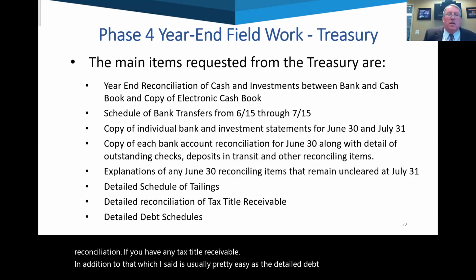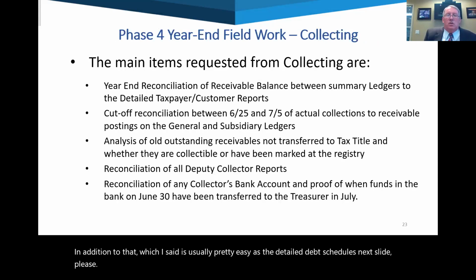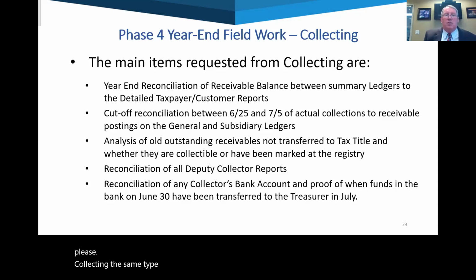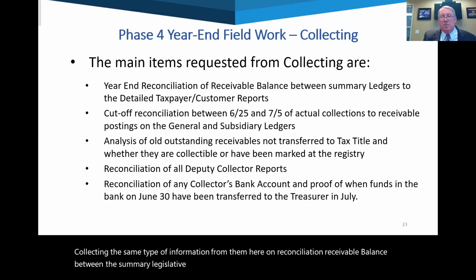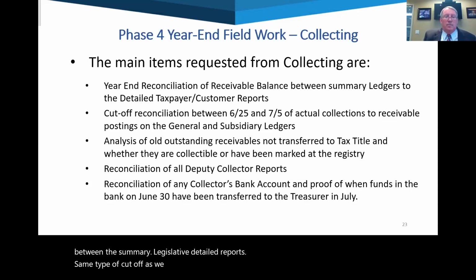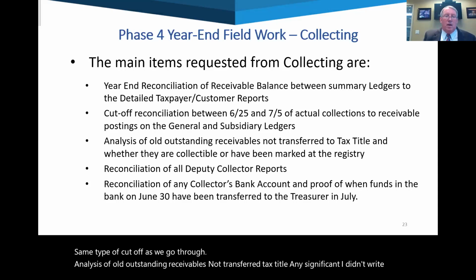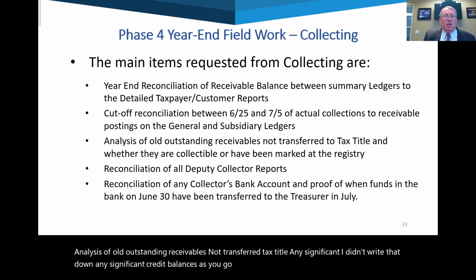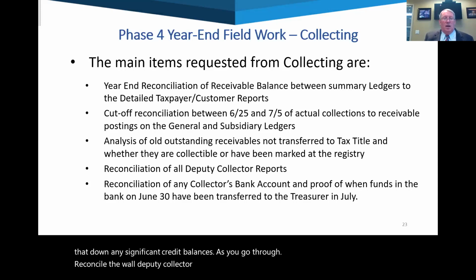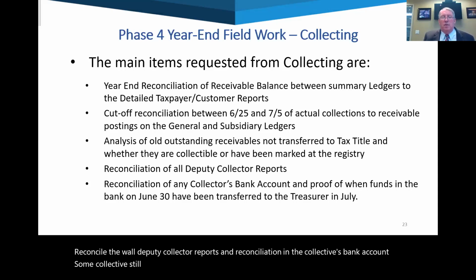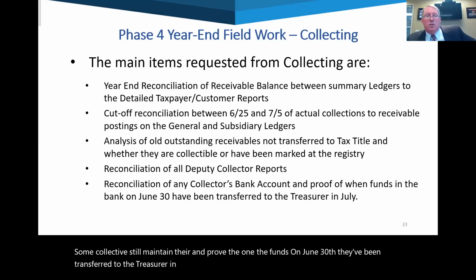Next slide, please, Beth. Collecting the same type of information from them: year-end reconciliation of receivable balance between the summary ledgers and the detailed reports. Same type of cutoff as we go through. Analysis of old outstanding receivables not transferred to tax title. Any significant credit balances as you go through. Reconciliation of all deputy collector reports, and reconciliation of the collector's bank account. Some collectors still maintain their own, and proof of when the funds on June 30th have been transferred to the treasurer in July. Next one, please, Beth.